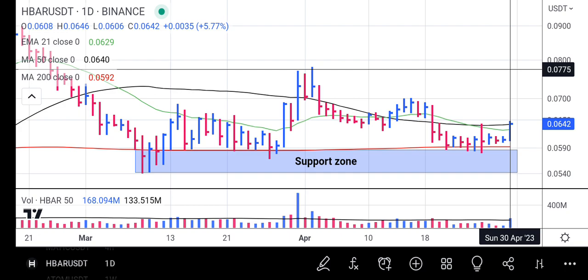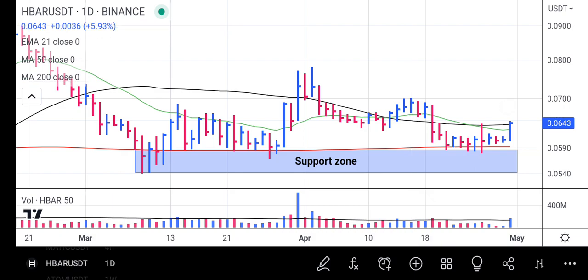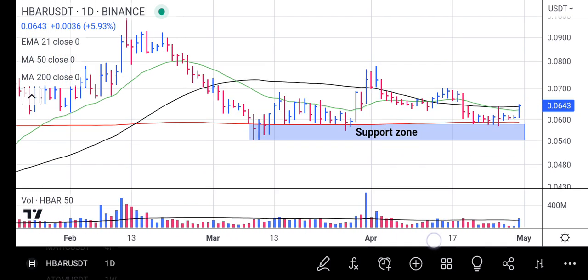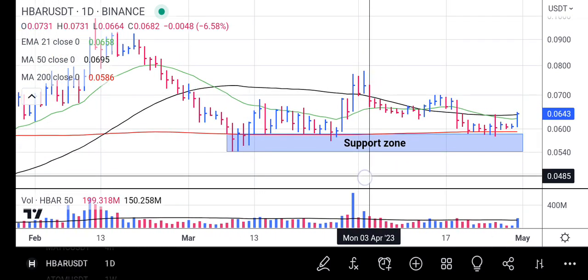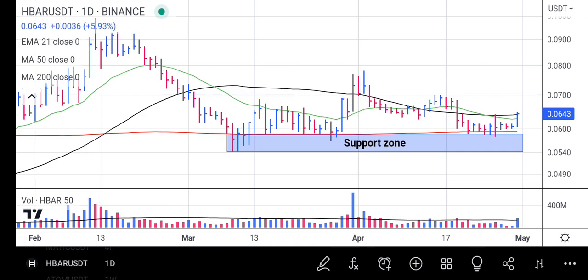If we have to sustain this rally, HBAR needs to rise above 0.0700. If HBAR could rise above 0.0700, then we will know that a rally has resumed in HBAR and HBAR could further target the price of 0.0779. That is when we'll know if HBAR rally is going to be sustained or not.